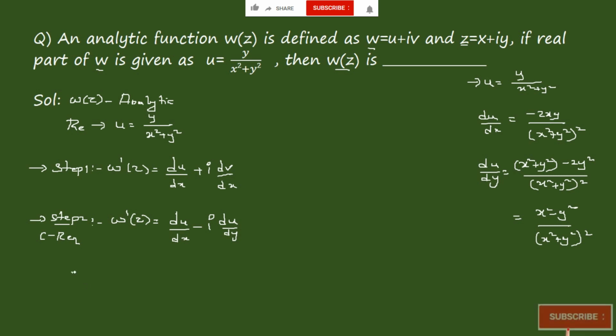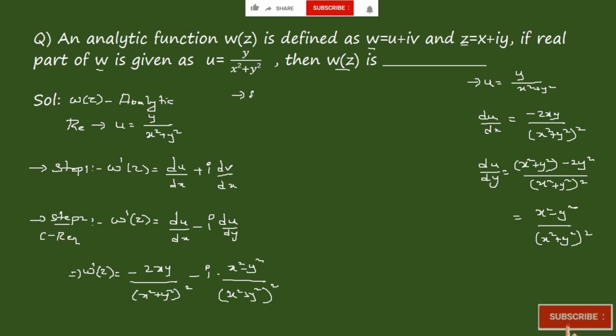So just solve it here. We get w dash of z is equal to minus 2xy by x square plus y square whole square minus i into x square minus y square by x square plus y square whole square, right?